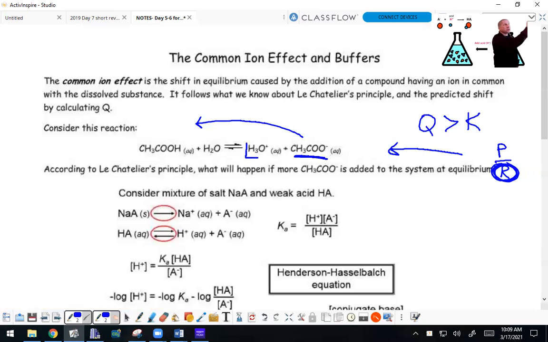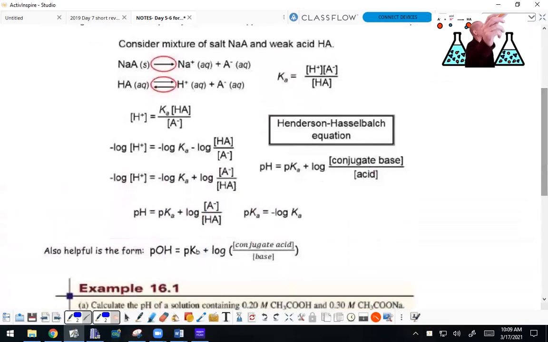Now think about this in terms of pH. What happens to the concentration of H3O plus if we add CH3COO minus? Well, it's shifting in this direction, so that means the concentration of H3O plus is going to go down. And the fact that that goes down means the pH is going to go up because you have less H3O plus. All right, so this is the derivation of it.